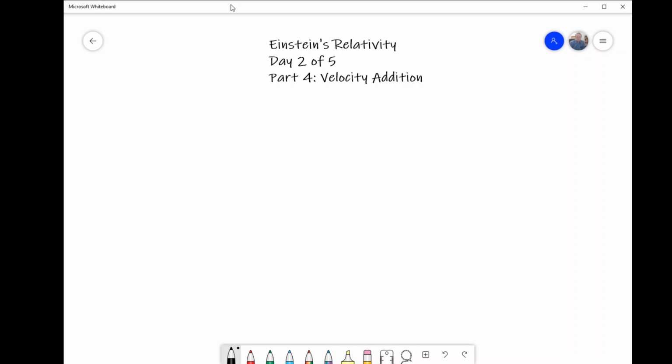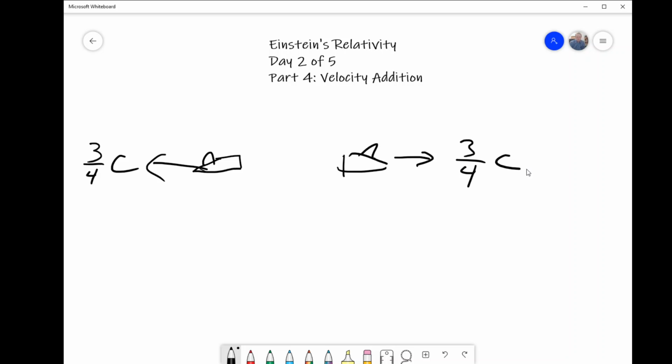For our last video in our series on relativity for day 2, we are going to look at velocity addition. So let's say we have two spaceships. One's going this way at about 3/4 of the speed of light. We've got another ship going this way, also at 3/4 of the speed of light.